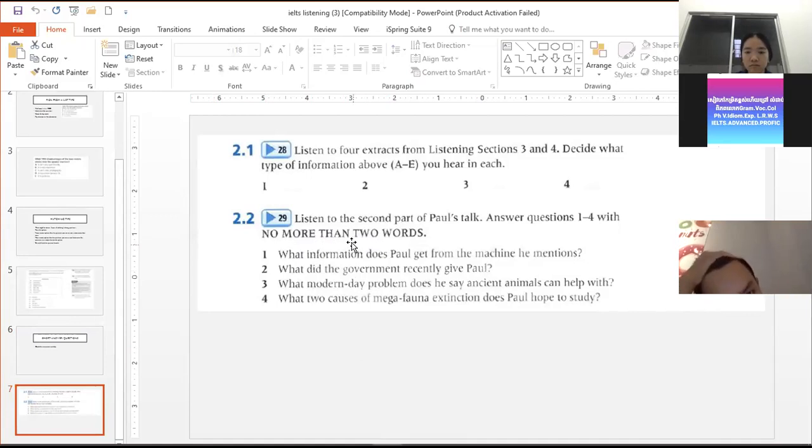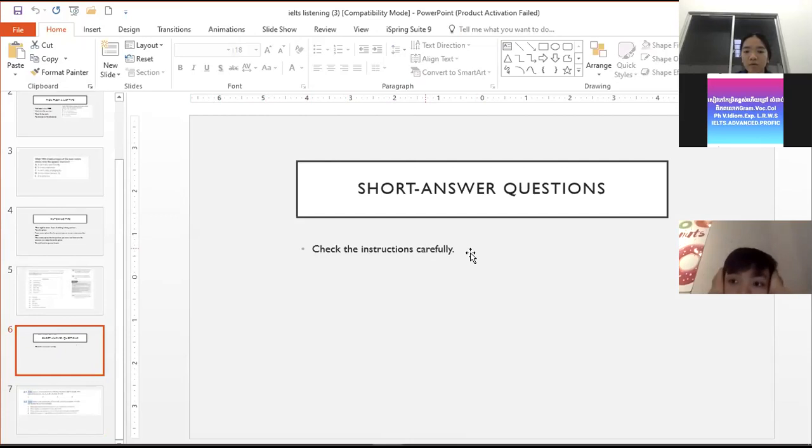No more than 2 words. Well, can you put the number? No, just words, no more than 2 words. So what are the tips for short answer questions?